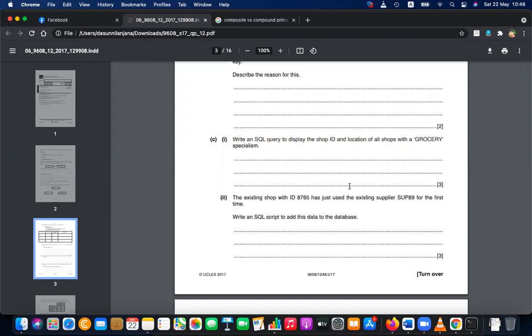Insert into shop supplier. Okay, so the existing shop with the ID 8765 has just used an existing supplier, and both are there for the first time. You have to add this data to the database. That means currently you have the supplier and you have the shop, but they have started their first dealing.